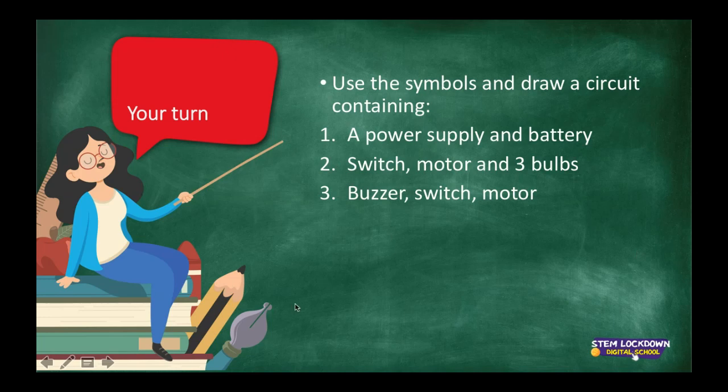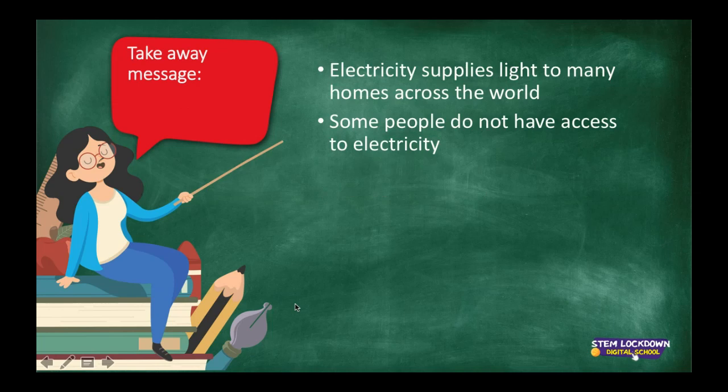Awesome. All right, so here's just a takeaway message. Electricity supplies light to many homes across the world. So a lot of people depend on electricity. Some people do not have access to electricity. We need to realize that that is the reality of our country, that some people do not have any electricity at all. So you are all very, very fortunate to have electricity running in your homes.